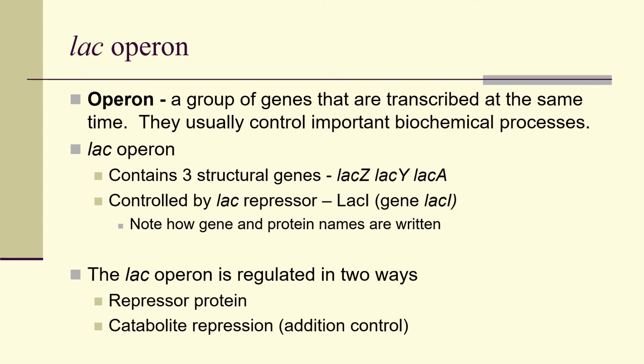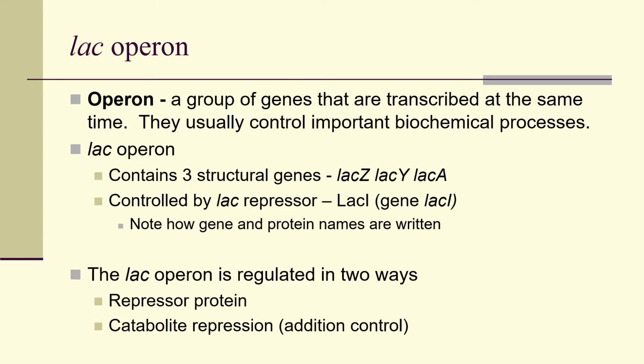Now we will take a closer look at how the lac operon works. First of all, an operon is a group of genes that are transcribed at the same time, and they usually control an important biochemical process. There are three structural genes in the lac operon: lacZ, lacY, and lacA. The expression is controlled by the lac repressor protein, or LacI. Here, note how the gene and protein names are written. You need to follow the same format when you write your lab report.